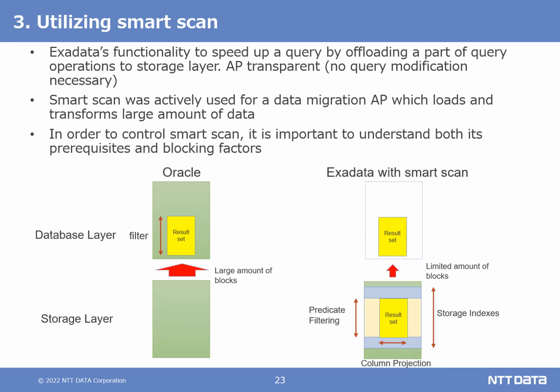In this project, there was a process in the migration application that involves a large amount of data loading and conversion from the old database to the new database. And Smart Scan was actively used to meet performance requirements. From the experience with Smart Scan, I'd like to talk about how to control it, specifically its prerequisites and blocking factors of Smart Scan.